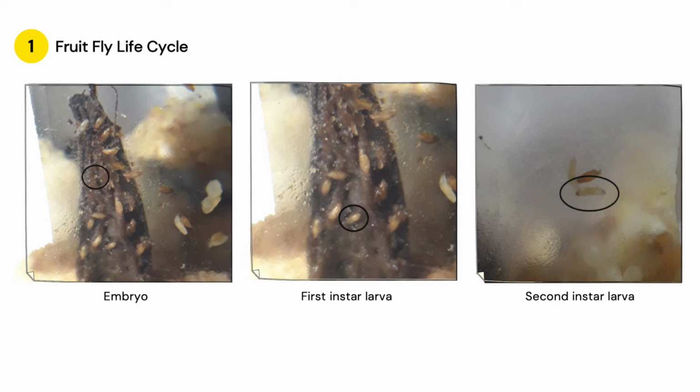Larvae are white with segmented bodies resembling a worm. They progress through three stages. The first instar, seen on the second picture, for 24 hours, the second instar, seen in the third picture, for another 24 hours, and the third instar, which will be seen on the next slide, for 48 hours. Molting occurs between each stage.